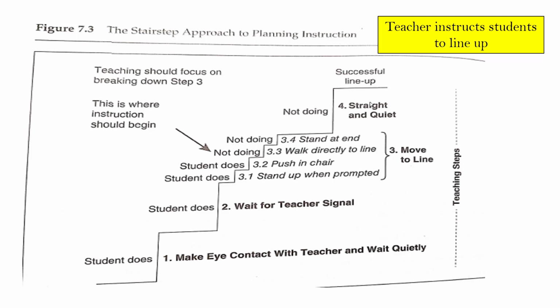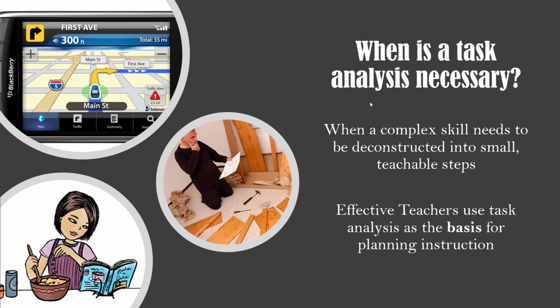When we break it down like this, it's what we call a task analysis. A task analysis is necessary when you have a complex skill that needs to be deconstructed and broken down into smaller teachable steps. And we actually have task analyses all the time in the real world. If you've ever used your navigation system for directions, I know I use Waze all the time, I'm so bad with directions, it'll tell you to turn right, go through streets, turn left. That's a task analysis. It's broken down a complex task and tells you exactly each step to do.